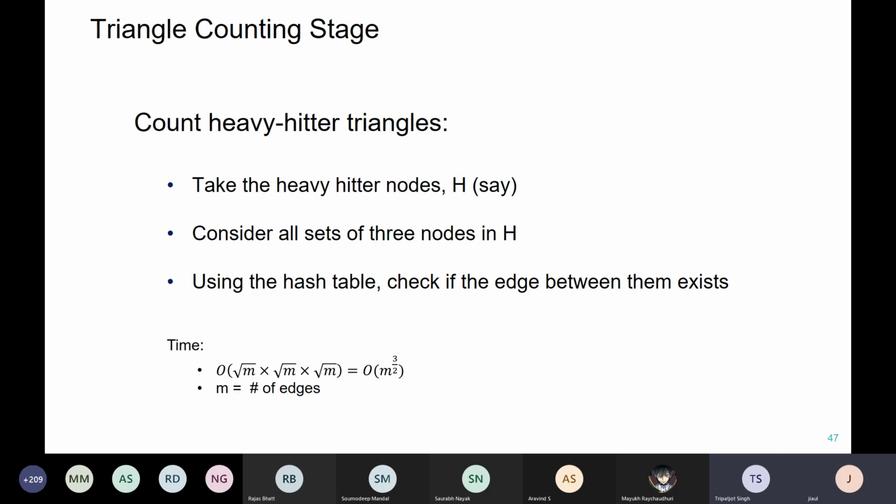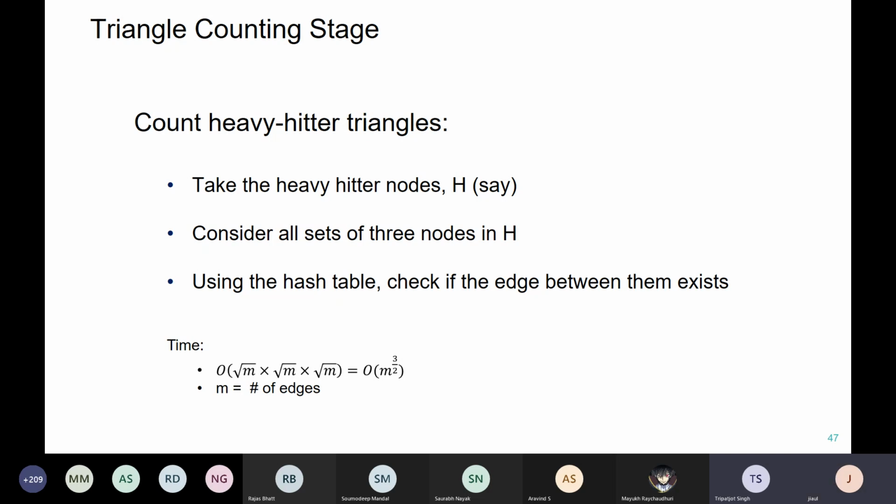Now, there are m edges total in the graph, and we already saw that the maximum degree of a heavy hitter node is 2 root m, and we are considering three nodes at a time, A, B, and C in this case. So the complexity is going to be order of m to the power 3 by 2, where m is the number of edges. It's also pretty simple. You can quickly verify it.